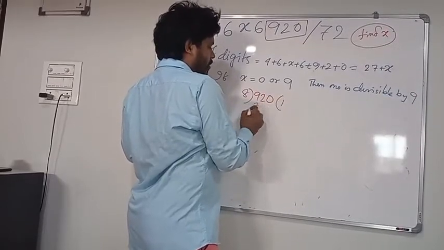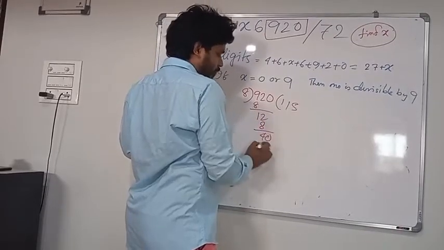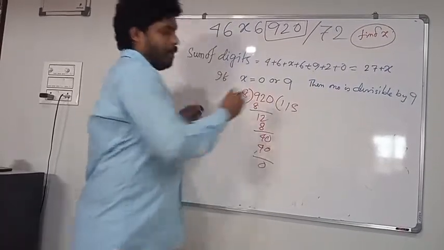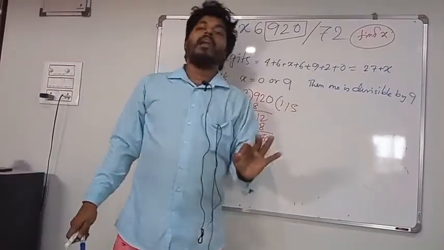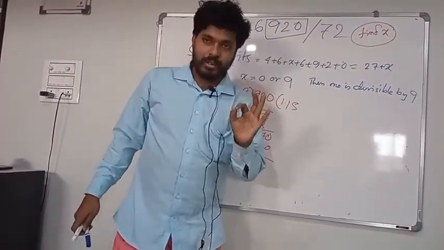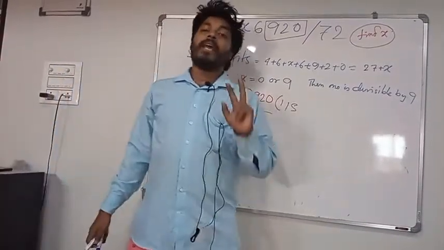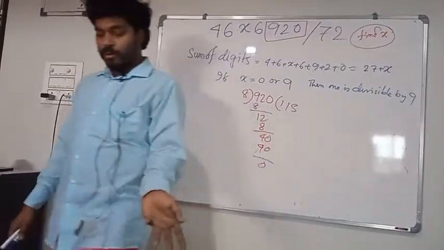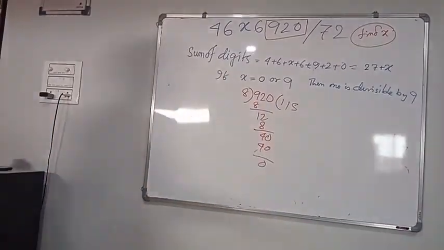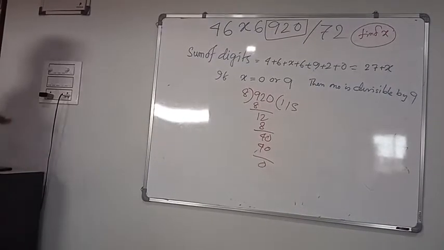8 ones are 8, 8 twos are 16, 8 fives are 40. So the number is divisible by 8. So here 0 and 9 both are correct. For any sum of this kind, the value of x may be 1, maybe 2, or maybe more than 2. Okay? Everyone clear?